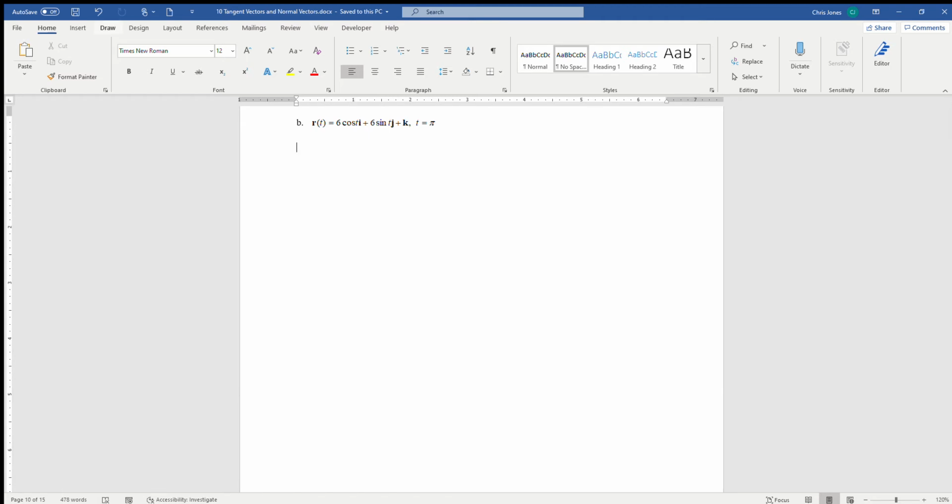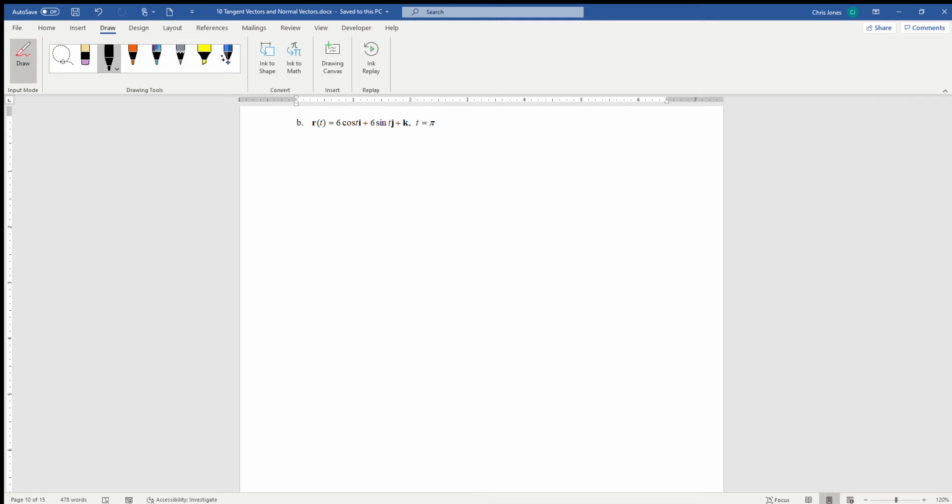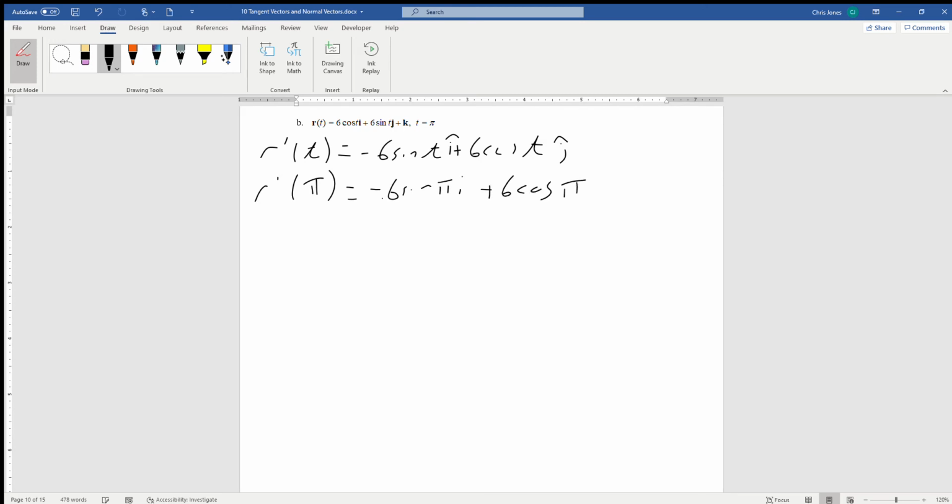If I was to verify it's smooth, which it is, r prime of t is going to be equal to minus 6 sine t i plus 6 cos t j. When we substitute pi back in, that's going to be minus 6 sine of pi i plus 6 cos of pi j. Sine of pi is 0, and 6 cos of pi is going to be negative 6j, which is clearly not 0. So it is smooth at that point.